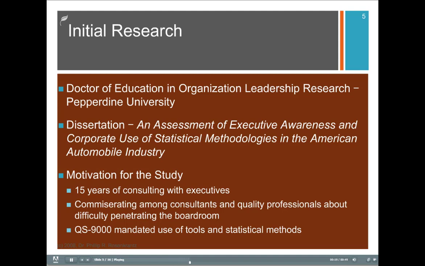That was motivated by 15 years of consulting with executives and commiserating with other consultants and quality professionals about our difficulty in reaching the people in the boardroom and getting them to understand the transformation that was required in order to implement quality systems. The QS 9000 standard was from the automobile industry, and it got the attention of executives in that industry at least about the use of tools and statistical methods.